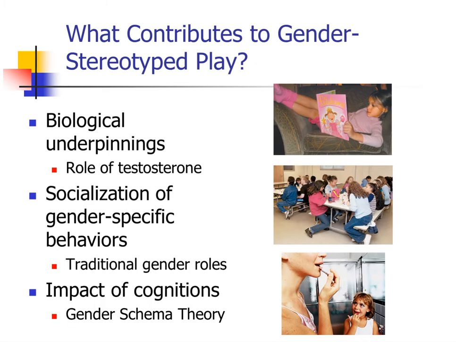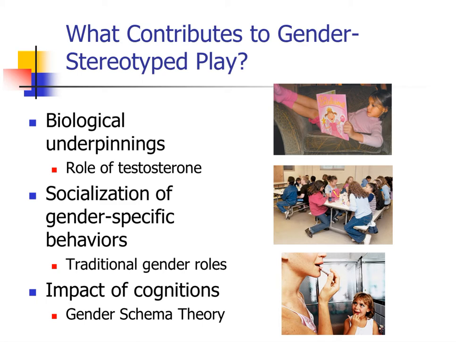All right, so let's look at a little bit of what contributes to gender stereotype play. Well, it could be biological underpinnings. We can even go back to evolutionary theory or evolutionary psychology, where some theorists believe that boys had to be rough and tumble because they had to learn how to engage in fighting, because they were the hunters and they went out and had to be able to defeat or kill the animal. And so some would say that there's biological roots, and they would say that's the role of testosterone.